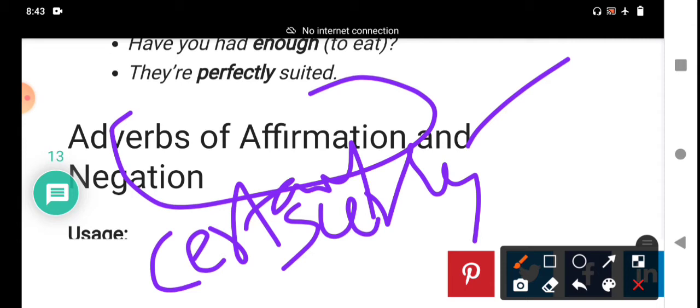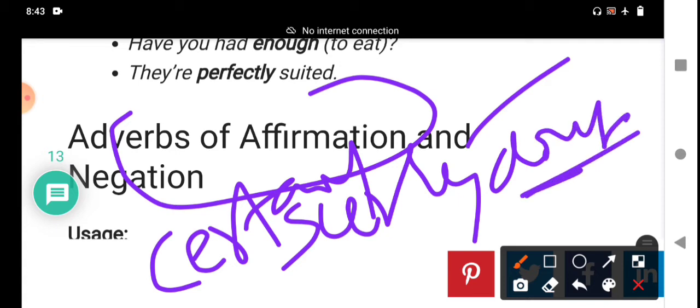I will certainly do this program successfully. I will surely join my class. Surely is affirmation. I don't know your name. I don't know whether you participate or not. Don't is an adverb of negation. Negation means no, not. Affirmation means yes: yes, surely, absolutely.